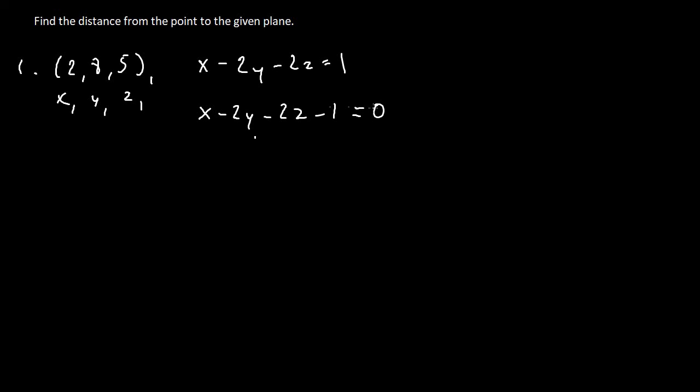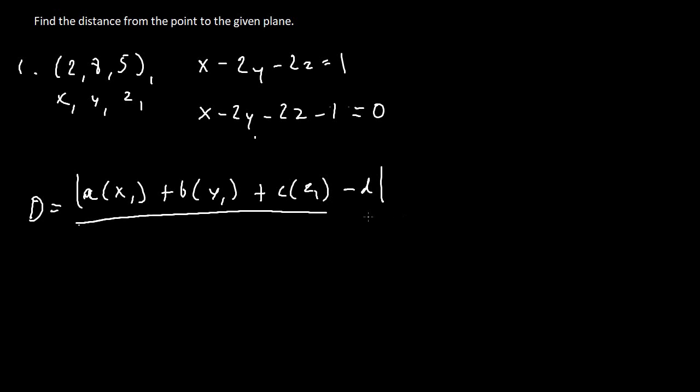So now we can go ahead and plug all these numbers into the distance formula. The distance formula, once again, is going to be the absolute value of a times x1 plus b times y1 plus c times z1 minus d, over the square root of a squared plus b squared plus c squared.